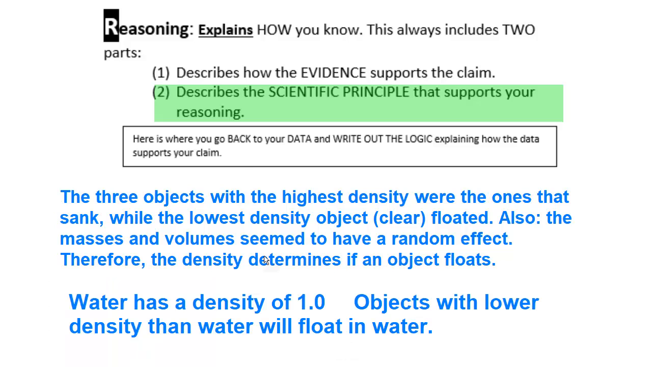So I'm going to write something about that to cover the principle. Water has a density of 1.0. Objects with lower density than water will float in water. So that's sort of my scientific principle. So you want to see if you can add that to your paper.